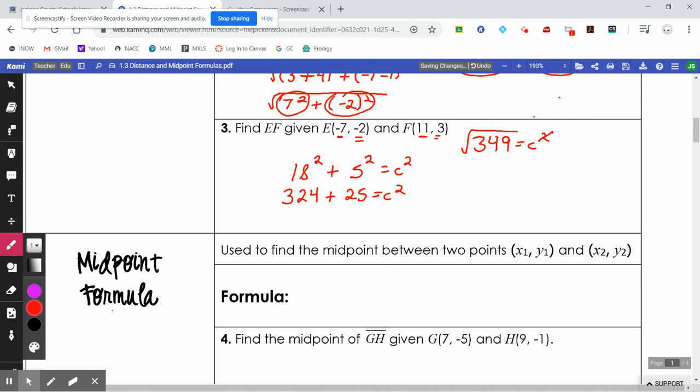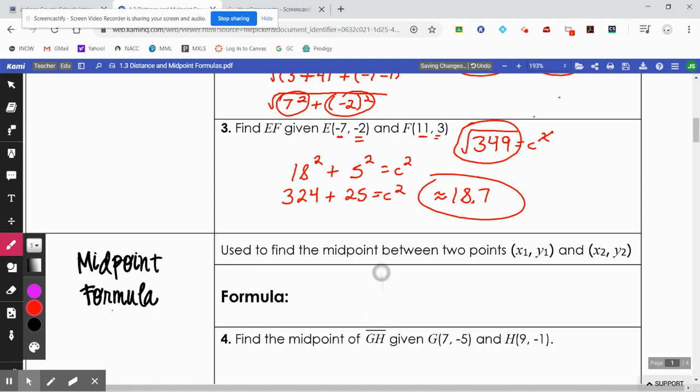We can look for an exact answer by trying to find two values that we can break 349 into, to try to simplify this down, if you would like to. However, I don't think this one will simplify. So that means that your exact answer will be just the square root of 349, or if you want an approximate answer, let's do the square root of 349, and I get about 18.7 approximately.